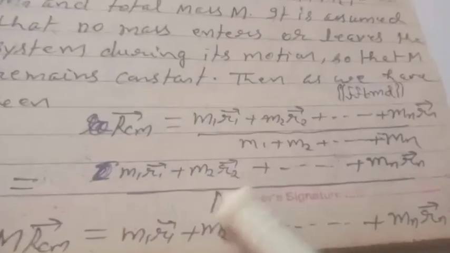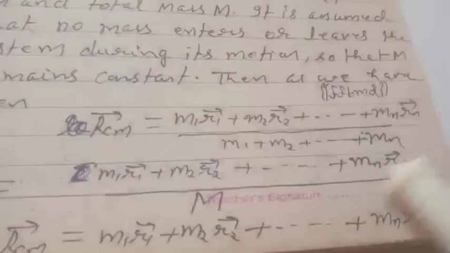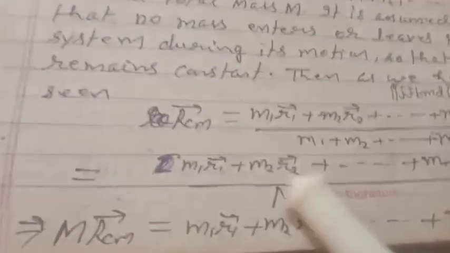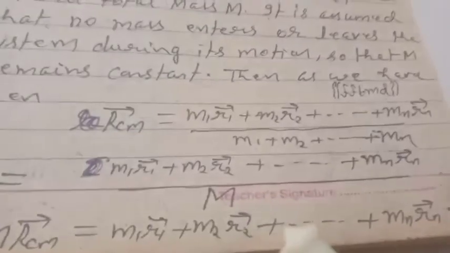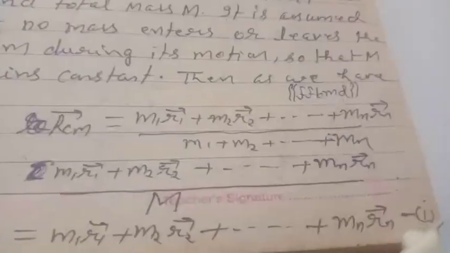equals m1 r1 plus m2 r2 plus ... mn rn divided by capital M, or, multiplying this part to this side, M into R_CM equals m1 r1 plus m2 r2 plus ... mn rn, equation 1.